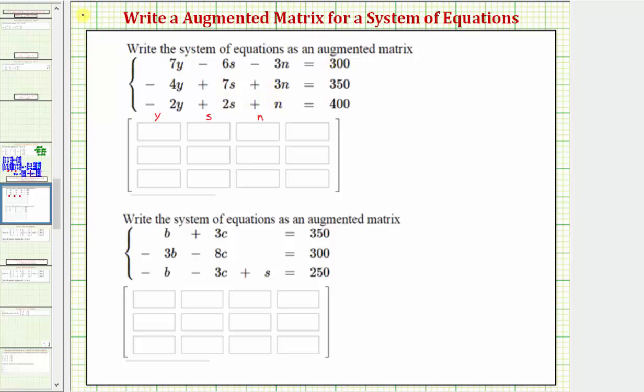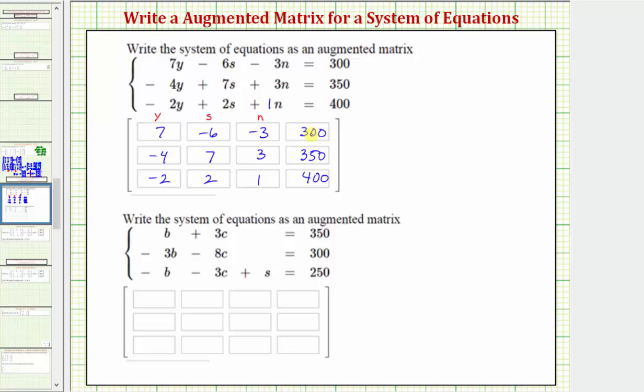So looking at this first equation, the first row would be 7, -6, -3, and 300. Again, we have the coefficient of the y term, coefficient of the s term, coefficient of the n term, and the constant 300. The second row would be -4, +7, +3, and 350. And the third row, looking at the third equation, would be -2, +2. The coefficient of this n would be +1, so we have 1 and then 400. Again, each row represents an equation, and the columns represent coefficients or constants.